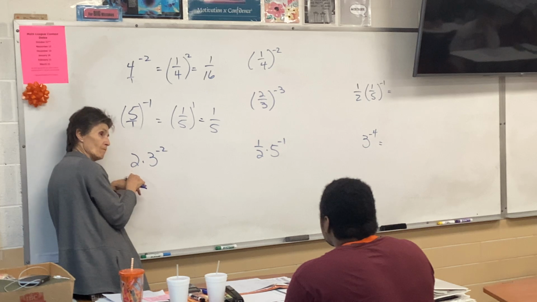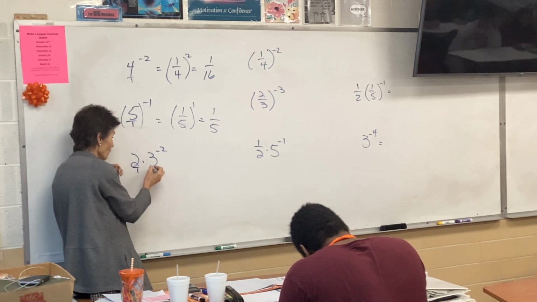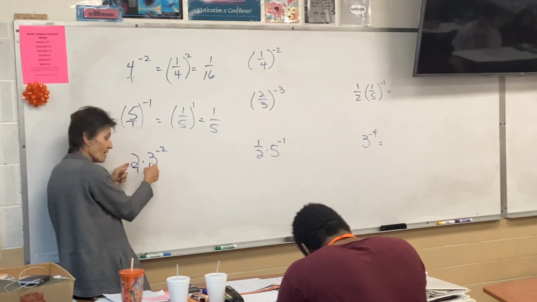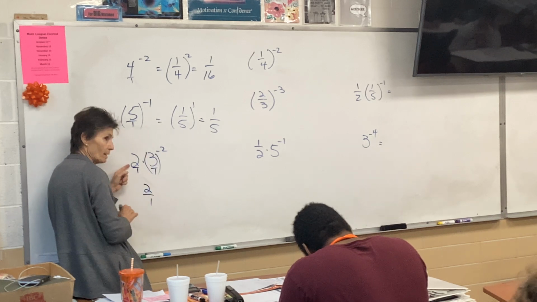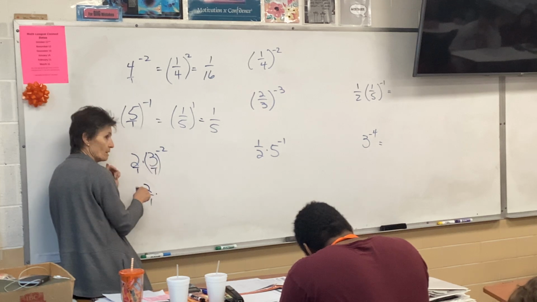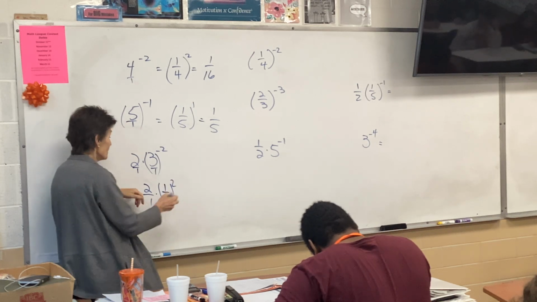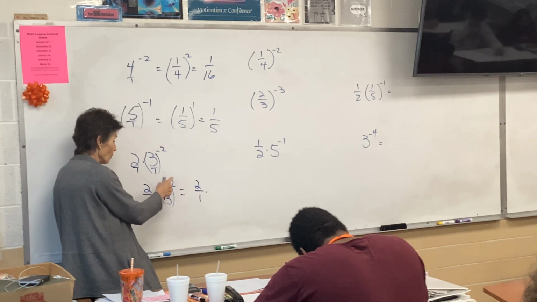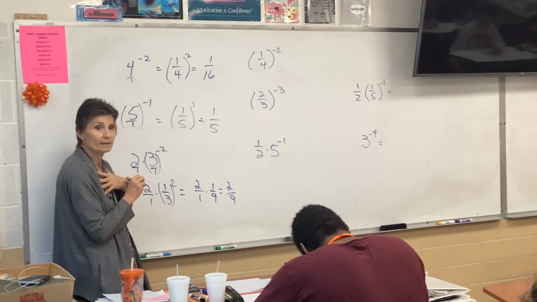Now this one, be careful. First of all, are you going to multiply these two together? No. Absolutely not. These are both over 1. Are they both going to flip? Absolutely not. Only that one's going to flip, right? That's the only one with the exponent. So this one's going to stay 2 over 1. What's this one going to become? 1 over 3 squared, so 1 over 9. So the answer to the problem is going to be 2 over 9.